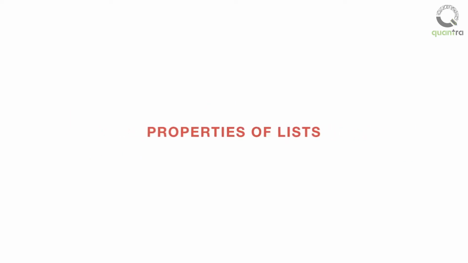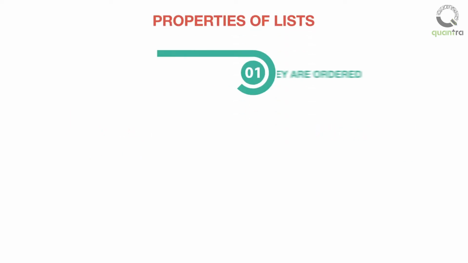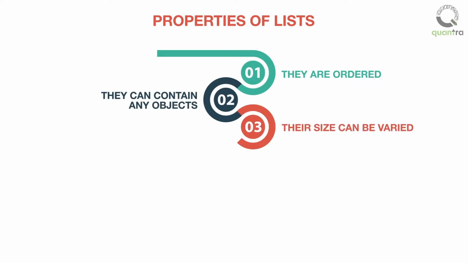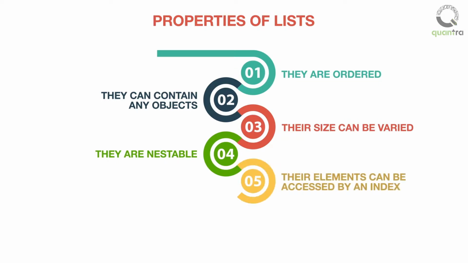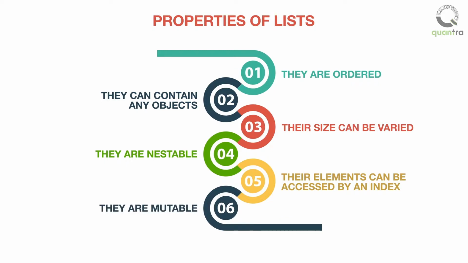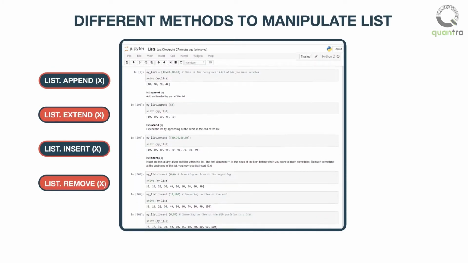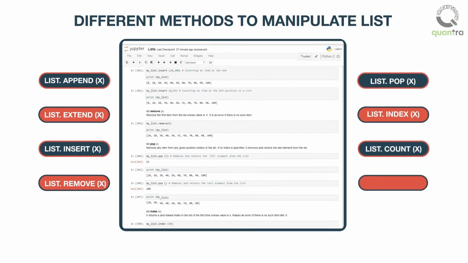Main properties of lists are: 1. They are ordered. 2. They can contain any objects. 3. Their size can be varied. 4. They are nestable, that is, they can contain other lists as elements. 5. Their elements can be accessed by index. 6. They are mutable, that is, you can perform various functions on it. In the upcoming IPython notebook, we will look at all the different functions that can be used to manipulate lists.